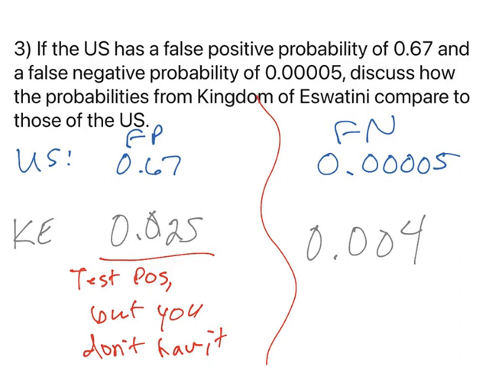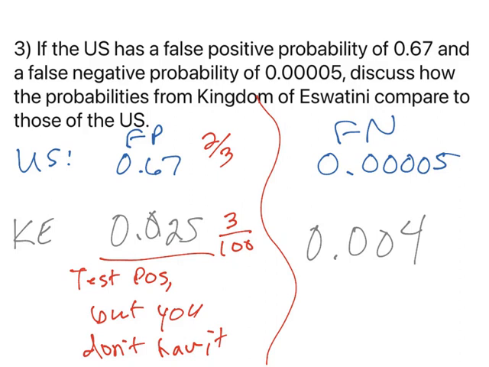So in the U.S., 0.67 is roughly 2/3. So that means 2 out of every 3 people who test positive for HIV do not have it. That's what it means in the U.S. 2 out of every 3. Whereas in the Kingdom of Eswatini here, 2.5, I'll round up to 3 out of every 100. So for every 100 people that test positive, only 3 of them do not have it. Very, very different in terms of the U.S. compared to the Kingdom.